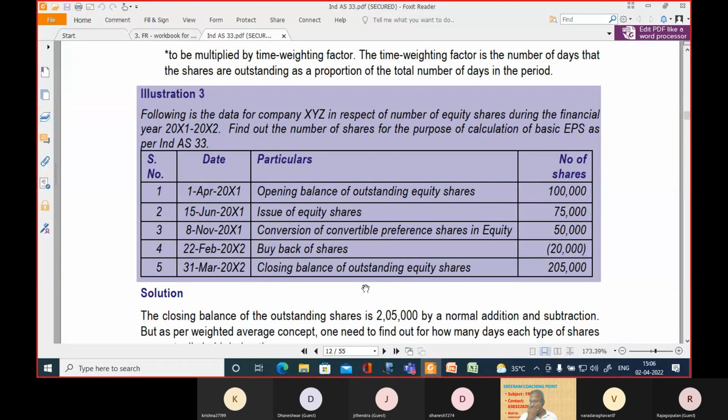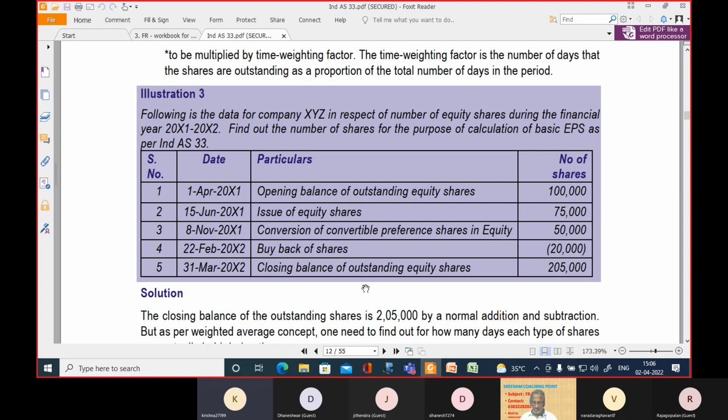Question number 3. Pavanji will read out. Illustration 3. Following is the data for company XYZ in respect of number of equity shares during the financial year 2001-X2. Find out the number of shares for the purpose of calculation of basic EPS as per Ind AS 33.